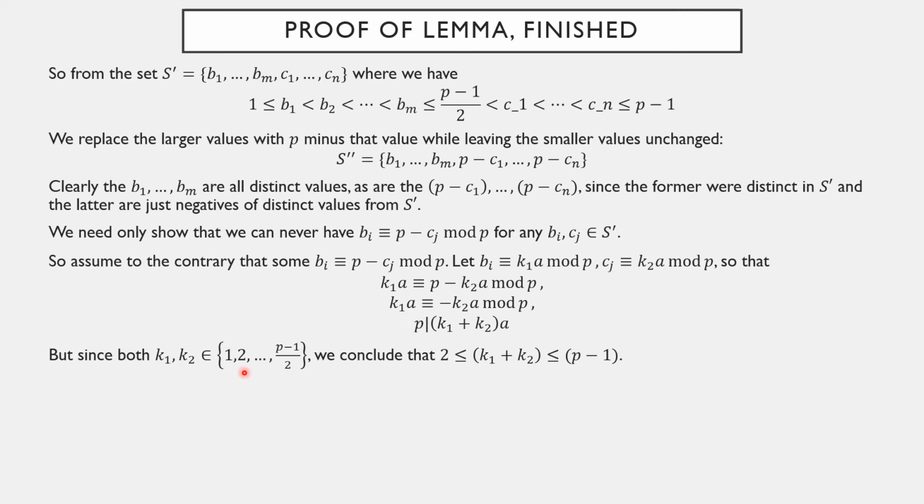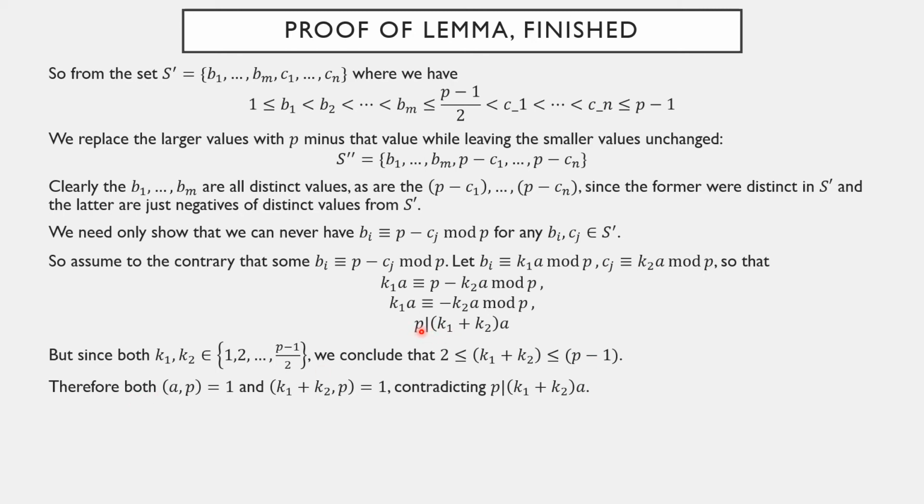Both k1 and k2 were the things that we were multiplying by. The things that we were multiplying by started at 1 and only went up to (p minus 1)/2. From our original list of remainders, we just did a, 2a, 3a, 4a, up to ((p minus 1)/2)a. So k1 and k2 correspond to multiples of a that we saw. So k1 and k2 have to be in the list from 1 to (p minus 1)/2. These were the only multiples we constructed. So since both of them are in between 1 and (p minus 1)/2, their sum is in between 2 and p minus 1.